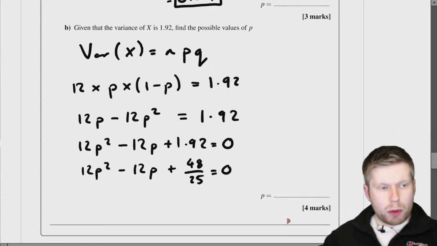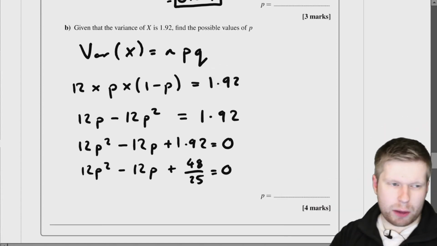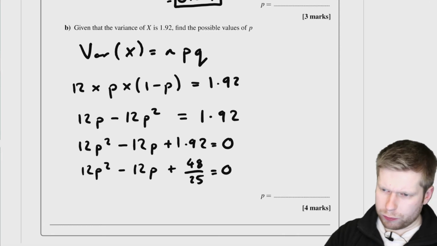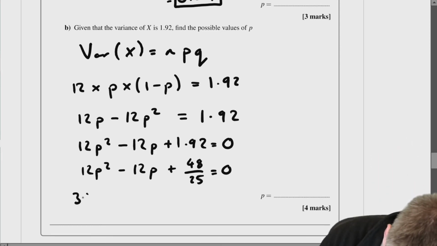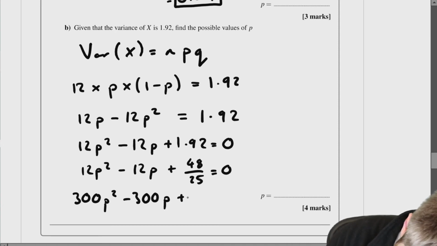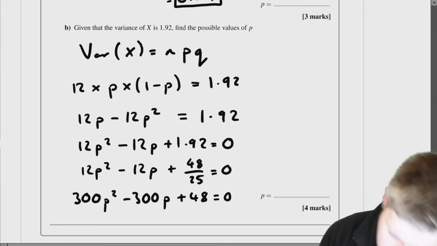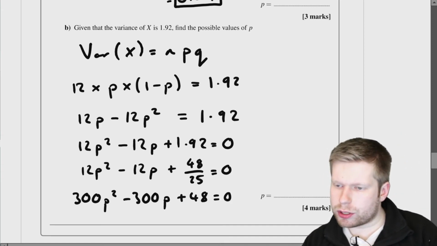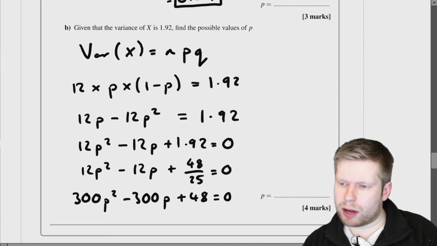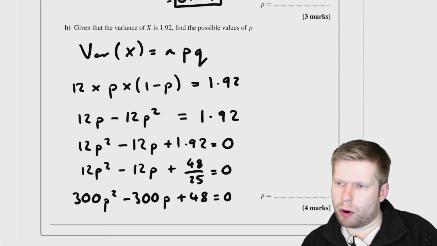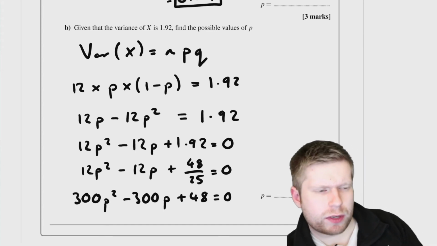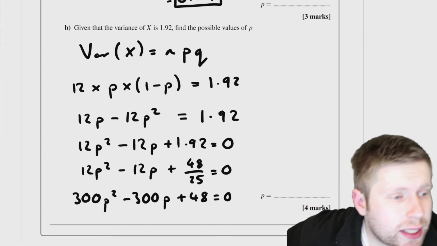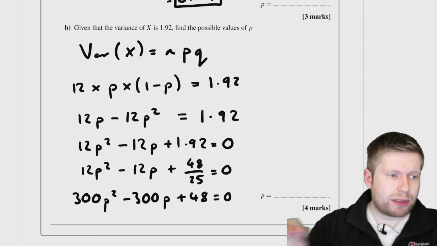And then what I can do is just multiply everything by 25. Well, okay, what's 12 times 25? Well, 12 times 25 is going to give me 300. So in other words, I get 300p squared minus 300p plus 48 equals 0. All right, what's 300 divided by 48? How many times can I cancel that down? I think I can probably cancel it down 4 times maybe, because 150, 75, yeah, that would work. So I can cancel everything down 4 times, so divide everything through by 4.